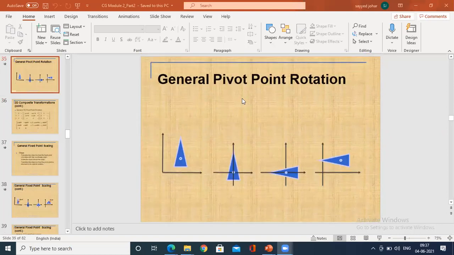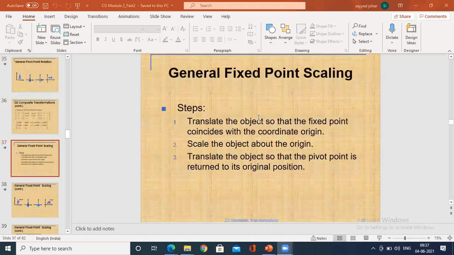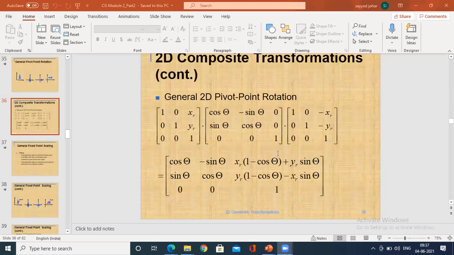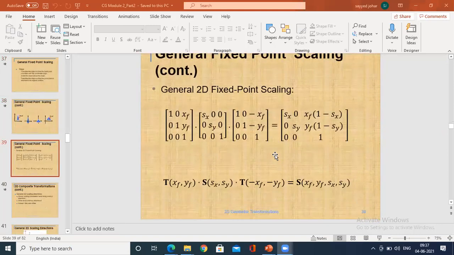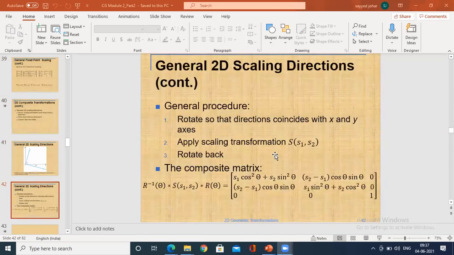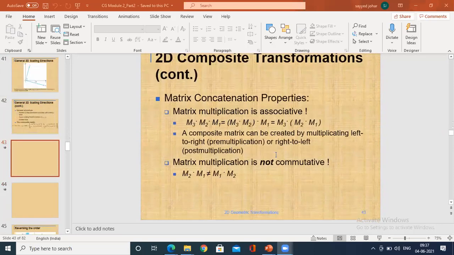Similarly, please study general pivot point rotation. As I said, it is regarding your lab program. If they ask you, you should be able to write general fixed point scaling also.